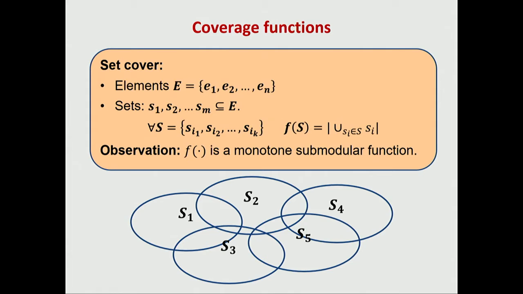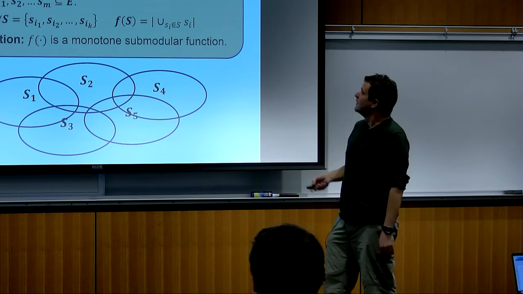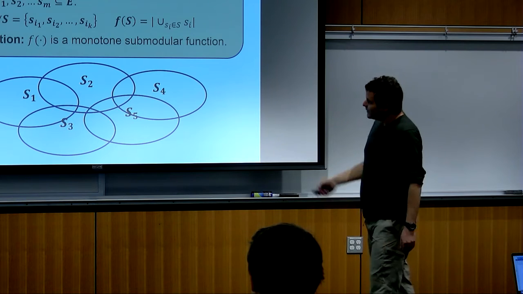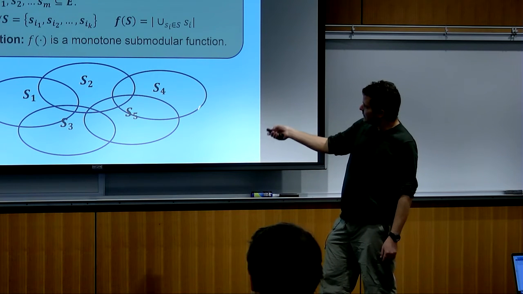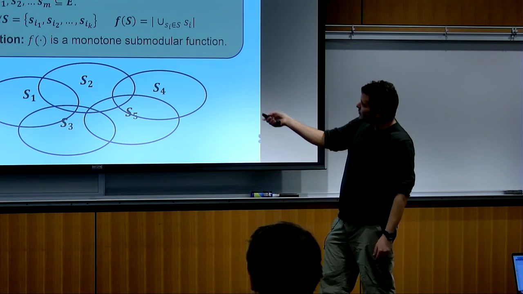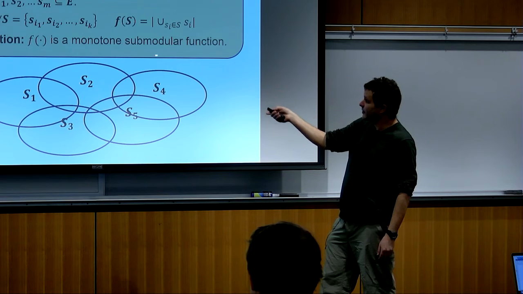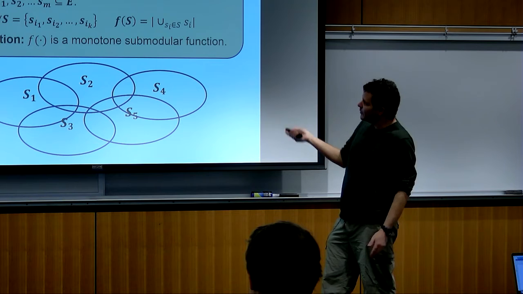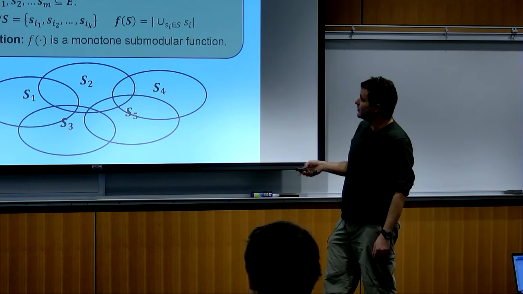You have elements, which is a set cover, and you have sets, which are subsets of these elements. And then the function, given a family of subsets, gives you how many elements you cover, or what is the area that you cover. And if you look at it, if you add a set to a larger family of sets, you cover less and less. So you can convince yourself that this is a submodular function, and a monotone submodular function. So this is a good candidate to think about when you think about monotone submodular functions.